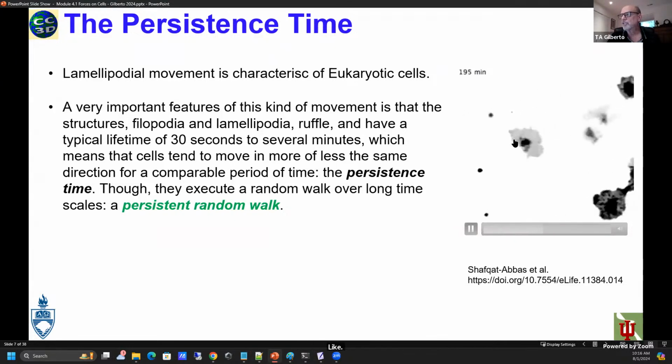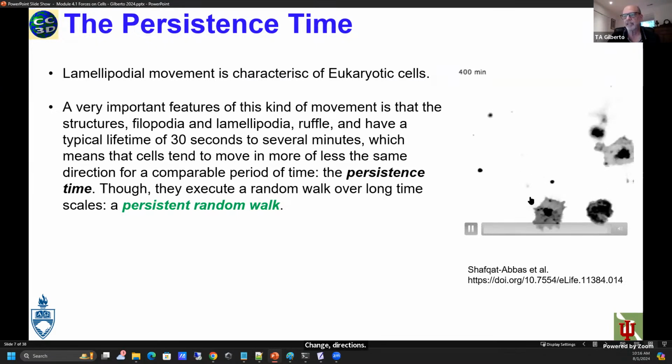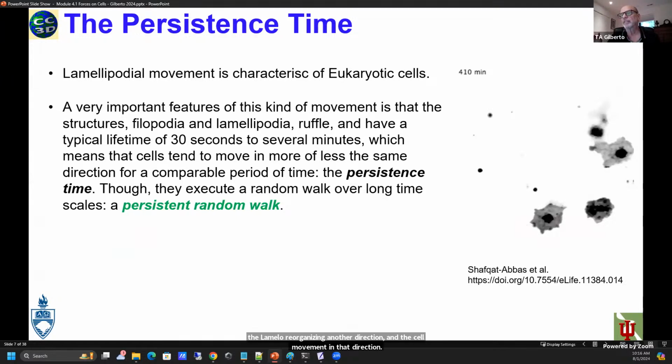then changes direction because it stops for a small amount of time. The lamellipodium reorganizes in another direction, and the cell moves in that direction. So if you are looking at a small window of time, the movement is preferential, it is persistent. But if you look at the whole movie, the motion is a random walk. So you have a persistent random walk, a combination of these two kinds of movement.